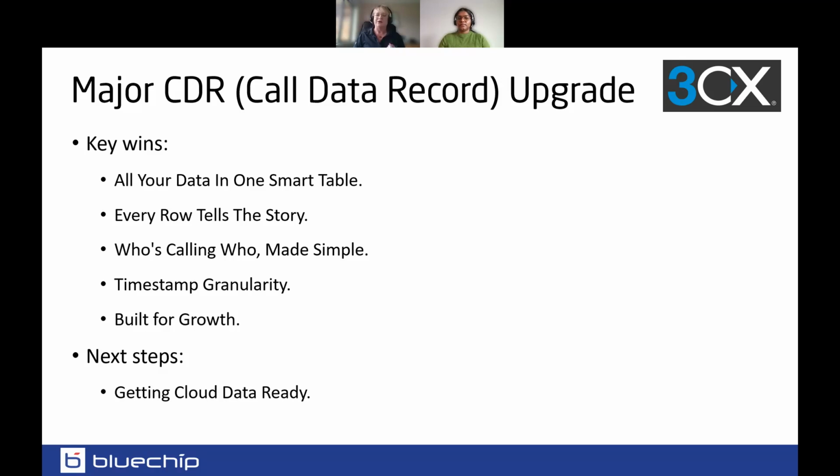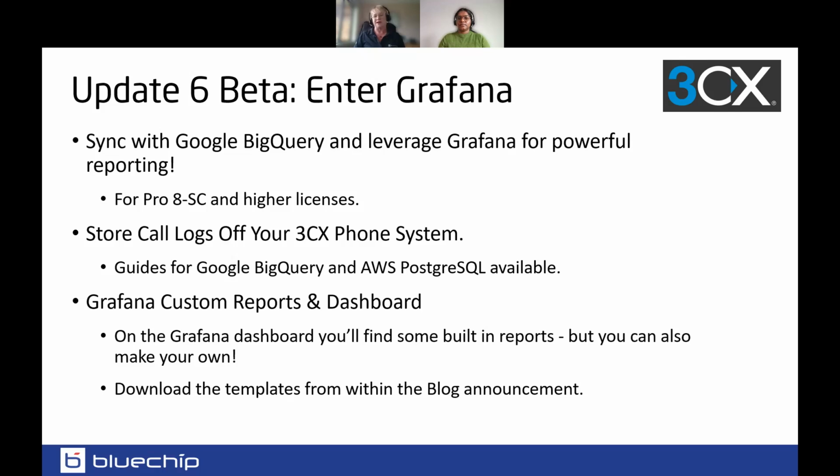Their next steps are really focusing on that cloud data ready phase, and that's where we come to Update 6 beta. You saw there was kind of a 3-week time frame between the alpha and the beta, and I mentioned at the beginning it's like 2 massive updates in one. So this is where we much anticipated enter Grafana, and obviously you can do some Power BI stuff in that as well. Being able to leverage Grafana for all kinds of reporting. Most people are visual. They like to see stats and work out what they look like.